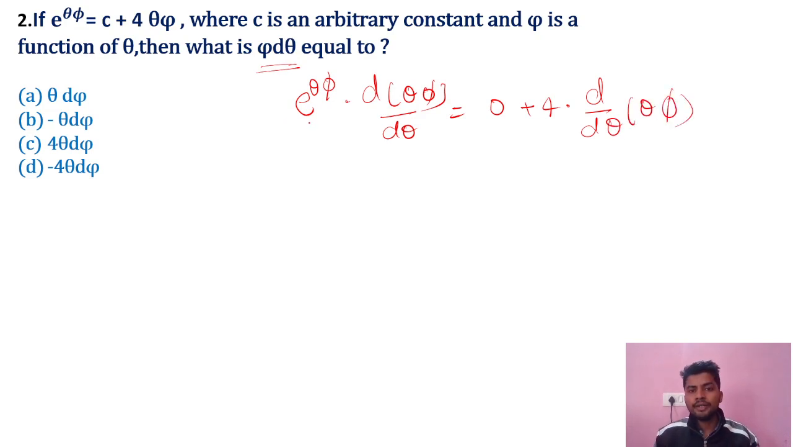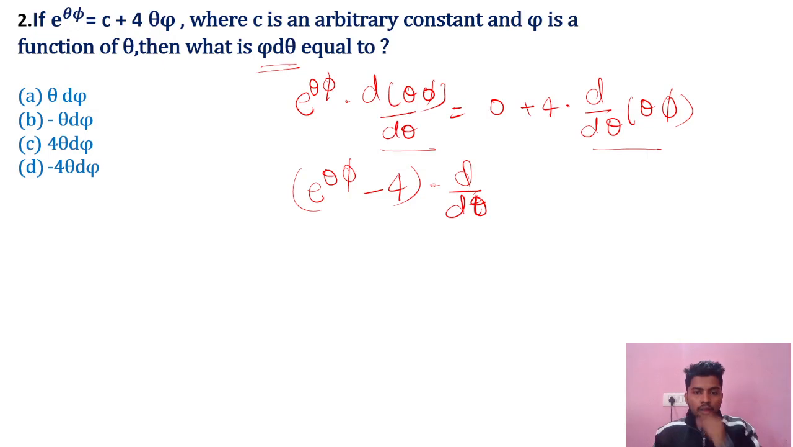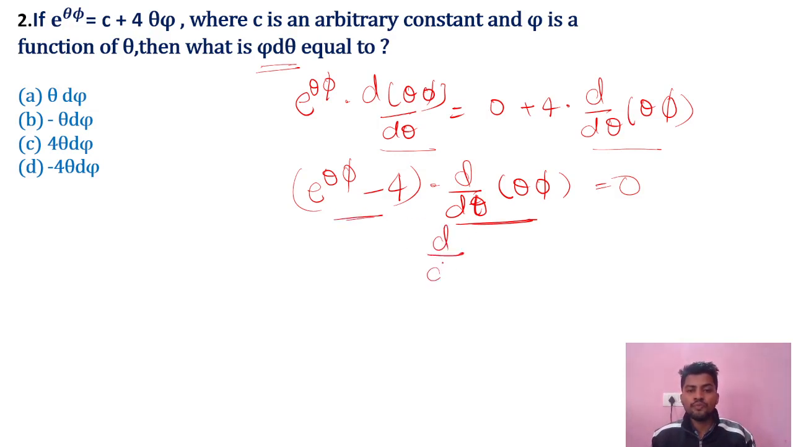Okay, so e to the power theta phi into d by d theta of theta phi is equal to 4 into d by d theta of theta phi. Here also d by d theta of theta phi, and here also d by d theta of theta phi. So when it is on the LHS, we will take it common. So here would be e to the power theta phi minus 4 into d by d theta of theta phi is equal to 0. Now we will equate only the factor d by d theta of theta phi to 0 because we do not want the other value.